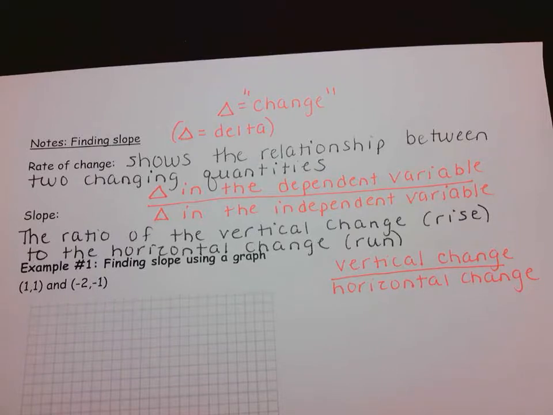A rate of change shows the relationship between two changing quantities. So a rate of change is the change in the dependent variable over the change in the independent variable. That triangle symbol is the Greek letter delta, and it means change. So a rate of change is a slope. The slope is the ratio of the vertical change, which we call the rise, to the horizontal change, which we call the run. So your slope is the vertical change over the horizontal change.